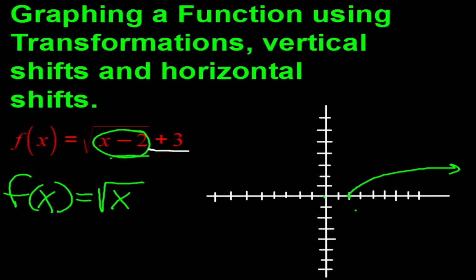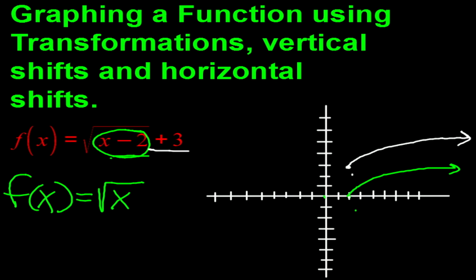Then, if we look at the outside of the function, that does a shift vertically, up and down. And it does exactly the way that we think it should. If it's plus or positive, it shifts it up. If it's negative, it shifts it down. So that would take this function that we've already shifted to the right, and it would shift it up 3 places. So when we finally graph it, it looks like that. So our final graph is like that.